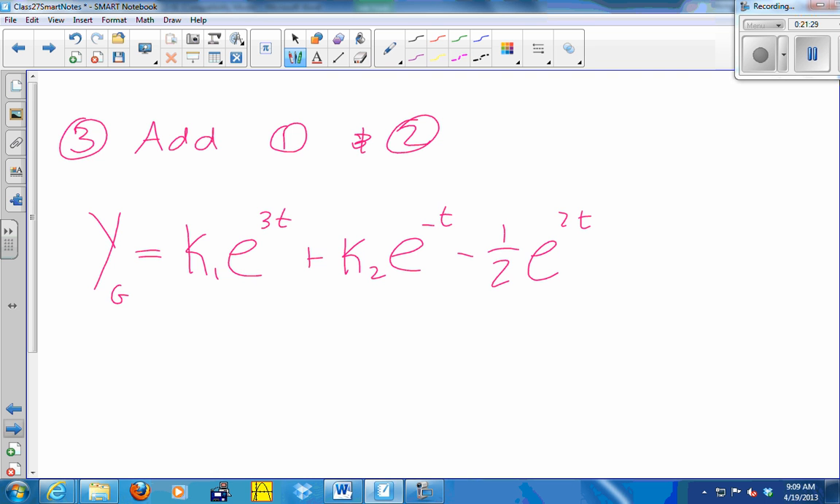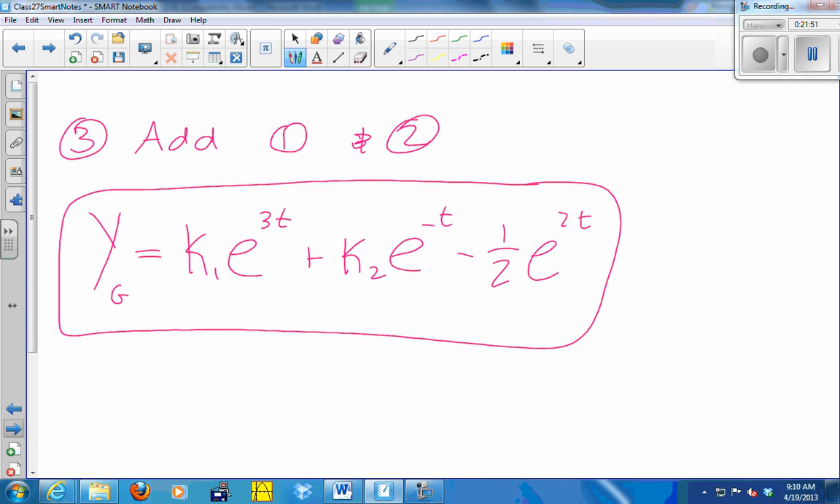And you just added them together. Back when we did it in chapter 1, it was just find the general, find the particular, add them together. We didn't have to make linear combinations until we started doing systems, with the eigenvalues and stuff.